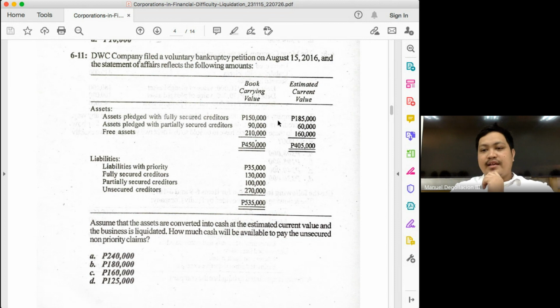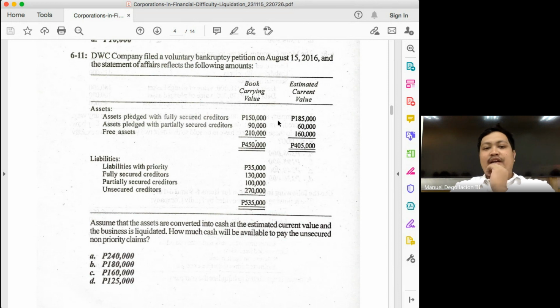So how much then is the excess here? 55,000. Okay? And that will be considered now part of your free assets. Now, what's the second thing I want you to remember for your net free assets? Do not forget to deduct the amount to be paid for your unsecured liabilities with priority. Do we have liabilities with priority in this problem? Given, yes. How much? 35,000.